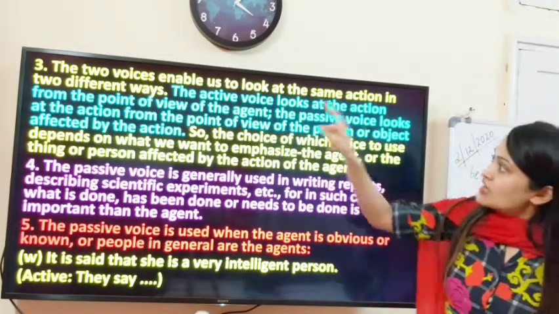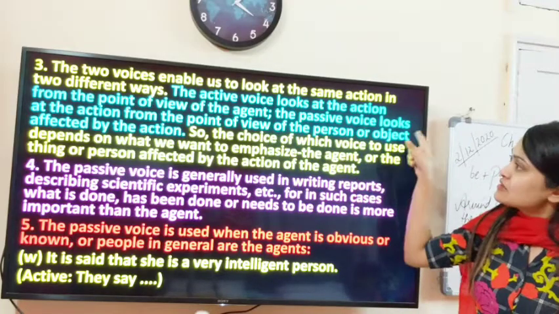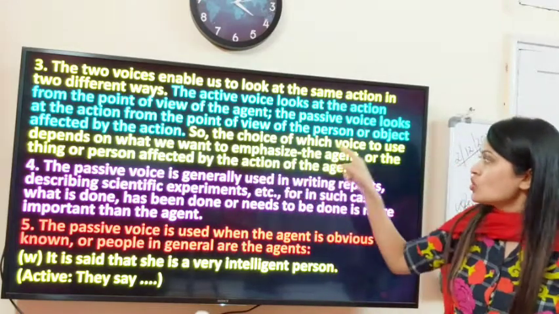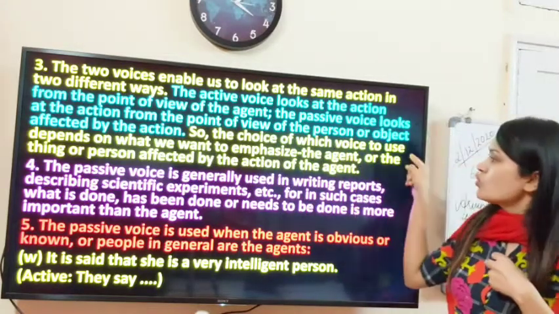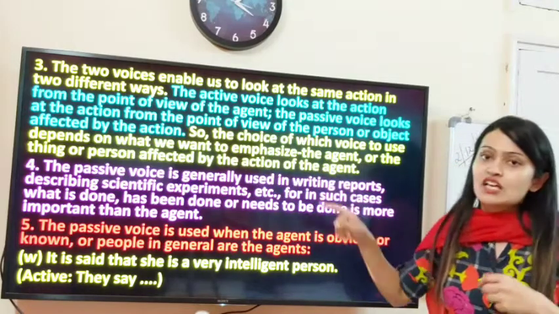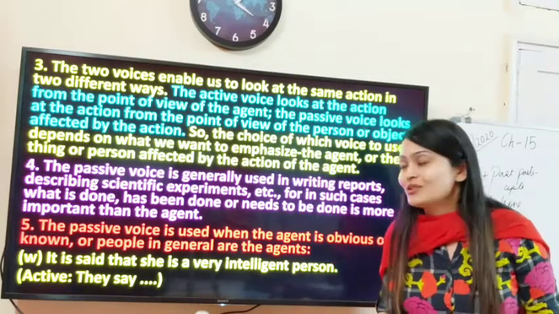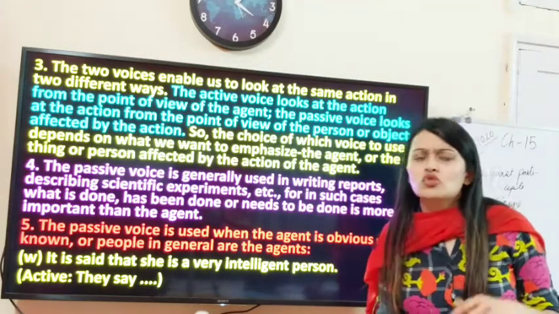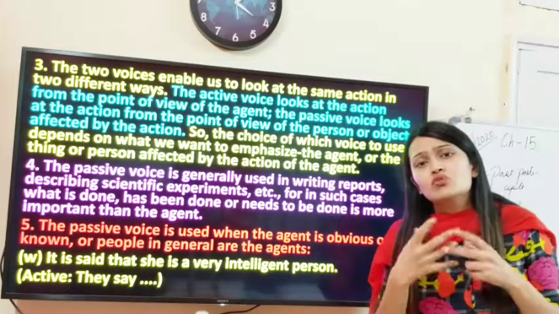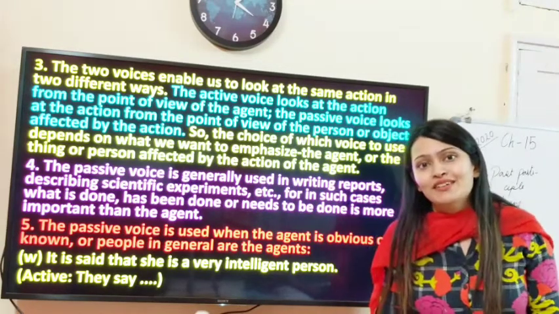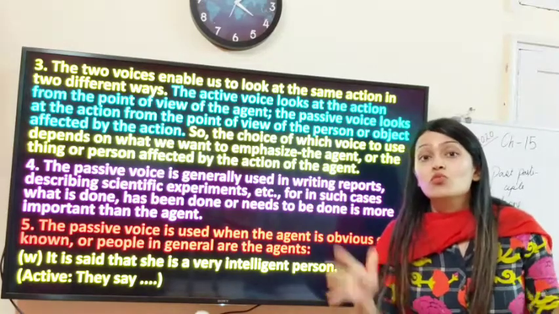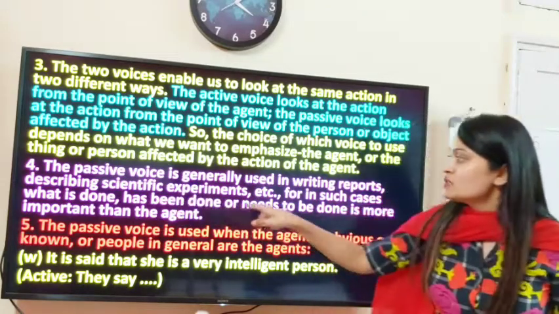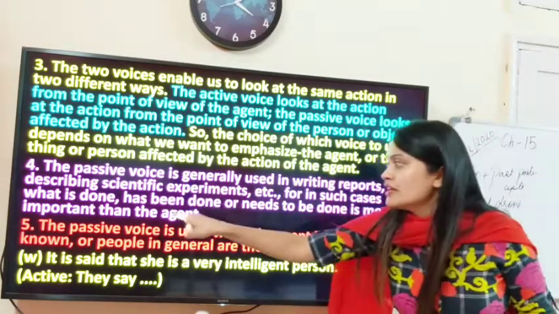So the active voice looks at the action from the point of view of the doer. The passive voice looks at the action from the point of view of the person or object affected by the action. So the choice is ours. Which voice to use depends on what we want to emphasize or which point we want to highlight. Okay? The passive voice is generally used in writing reports, formal reports or some kind of submissions wherein we want to tell what has been done, and who is doing it is not important. What all has been accomplished or achieved. For in such cases, what is done, has been done or needs to be done is more important than the agent.